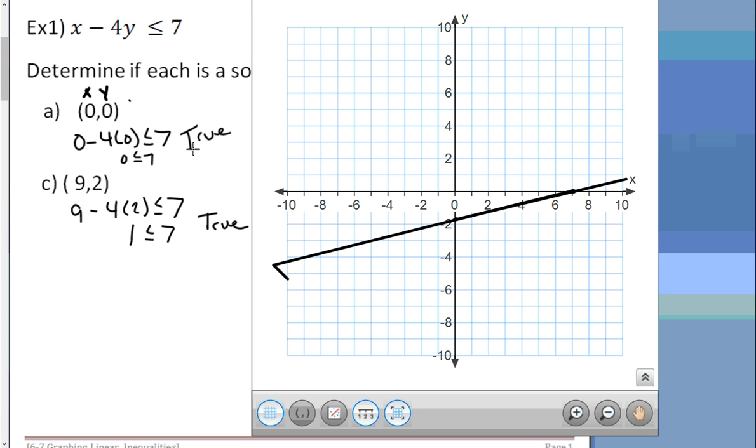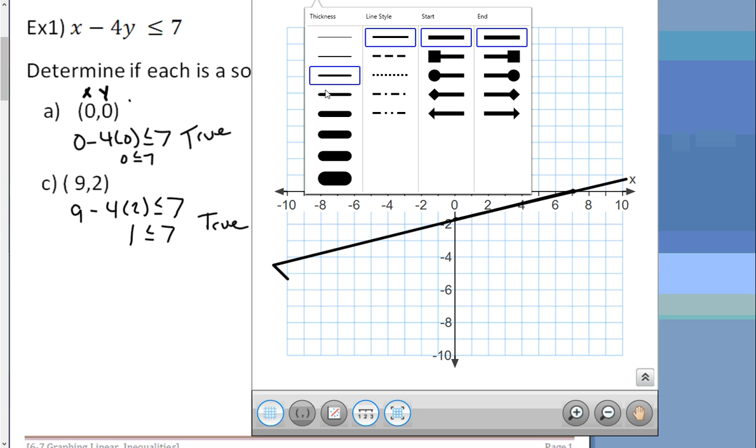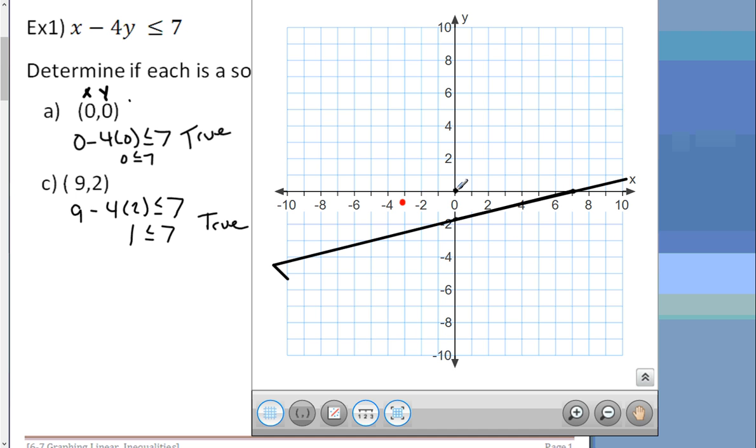Now, what I want you to do is let's graph those points. 0, 0. If I graph 0, 0, where would it be? Well, 0, 0 is here. I'm going to put a big dot there, right? I'm going to use red just so you can see it better. So 0, 0 is right here. Let's graph the other points. 9, 2. 9, 2 is, let's see, 9, 1, 2 is here.